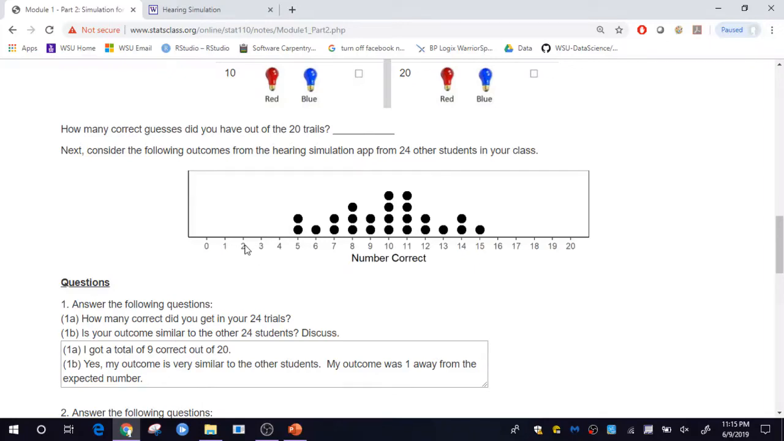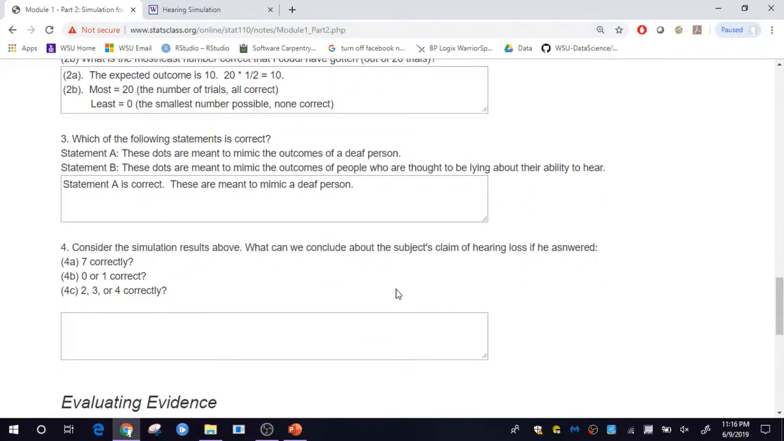So these values 1, 2, 3, and maybe even 4 most likely also indicate that an individual is lying, because it's out of the realm of the deaf people. So it looks like for these 24 outcomes here, I don't have a lot of outcomes yet, but the lowest value that I would expect to see is a 5 for the number correct for a deaf person. Let's go ahead and answer each of those.